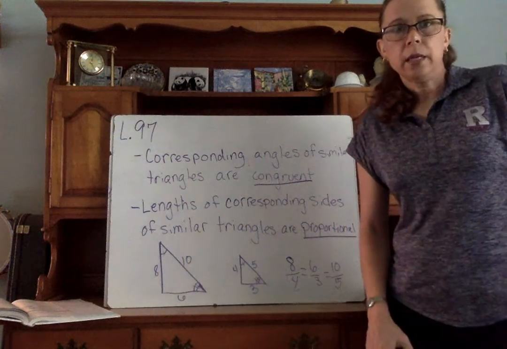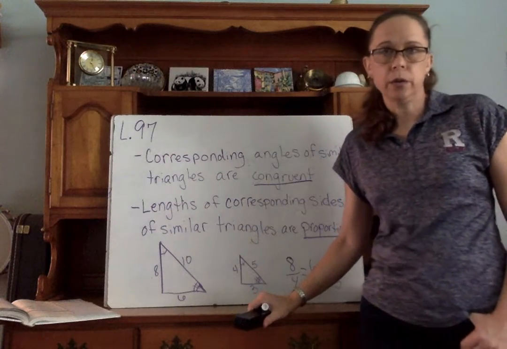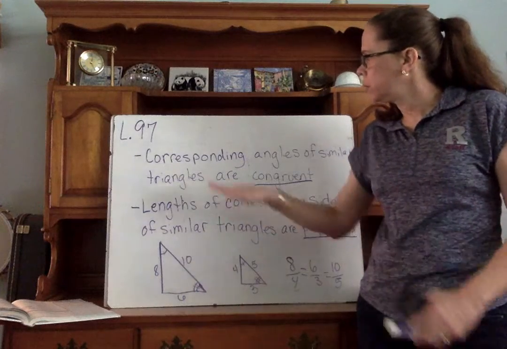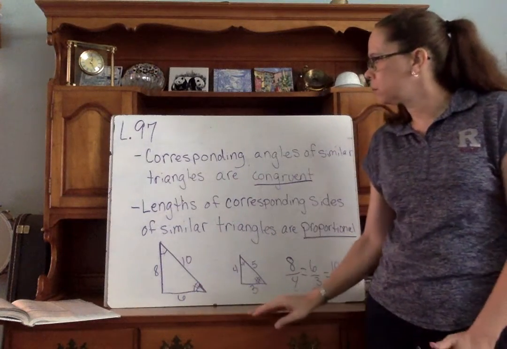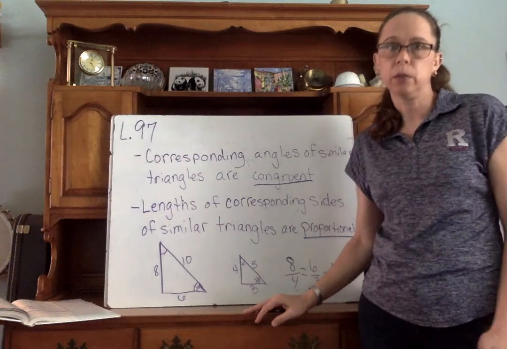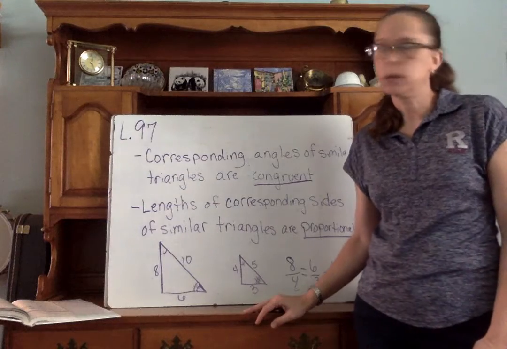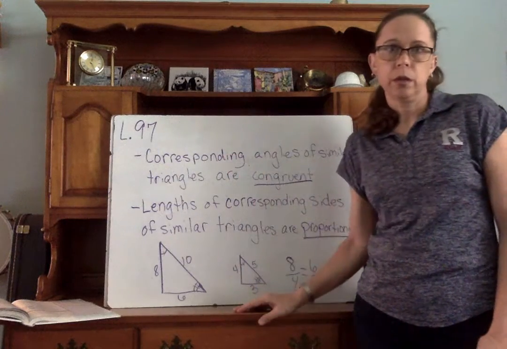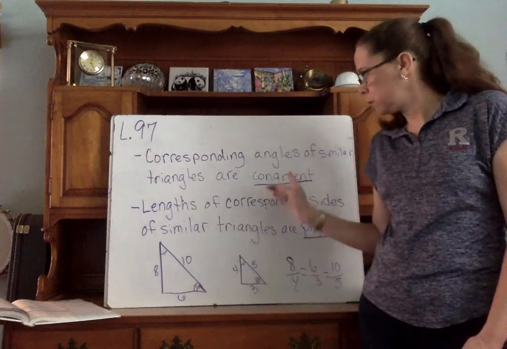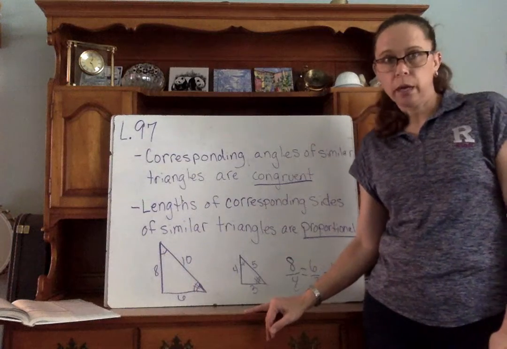So for lesson 97, we are looking at similar triangles and some of the properties that they have. Now, earlier in our school year, we learned that corresponding angles of similar triangles are congruent. If we have two triangles that are similar, that means same shape, not necessarily the same size. Their corresponding angles are the same measure. They're congruent. Okay? Now, another property of similar triangles.